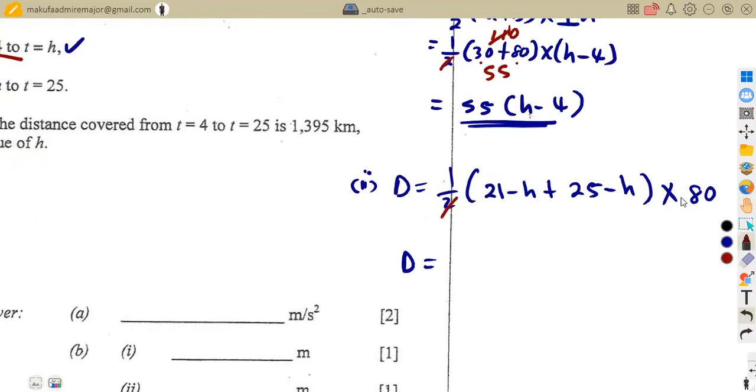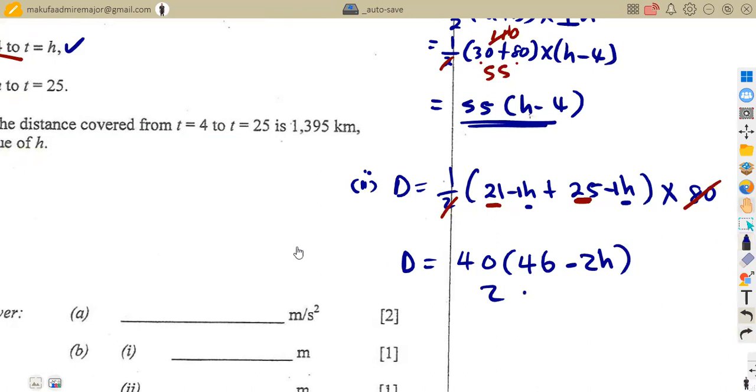In this case, half of 80 is going to give us 40. So it's going to be 40 into, we simplify the brackets, 21 plus 25. That is going to be 46. So we're going to have 46 minus h minus h. This is same as minus 1h minus 1h, so we are going to obtain minus 2h. So this was the expression. If you want, you can expand your brackets, but that was the expression for the distance that we are given.